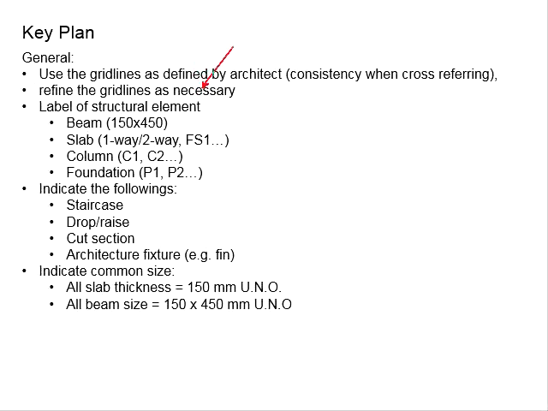That is the second point. Refine the gridline as necessary, on the basis of the gridline system as given by the architect. Next, your structural key plan should properly label the structural elements. There will be beams, slabs, columns, and foundations. You need to provide sufficient details for referencing purposes to effectively deliver the information to the contractors.